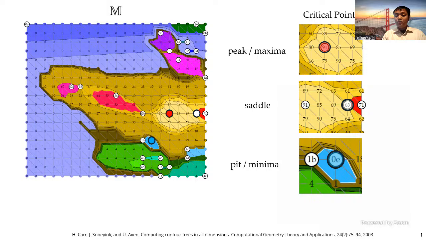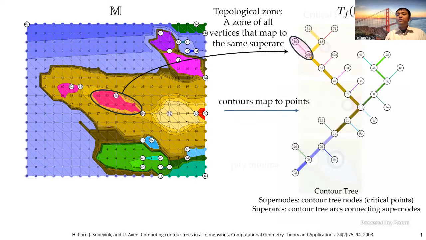As we contract the contour lines into points, we can abstract this 2D contour map into a contour tree. The contour lines passing through the critical points will map into nodes in the tree, which we call supernodes. The rest of the contour lines will map into edges in the tree, and we call these edges superarcs. A topological zone is an area where all the vertices map to the same superarc. For example, the vertices in the red zone will map to the highlighted superarc in the contour tree. We use colors to identify different topological zones.